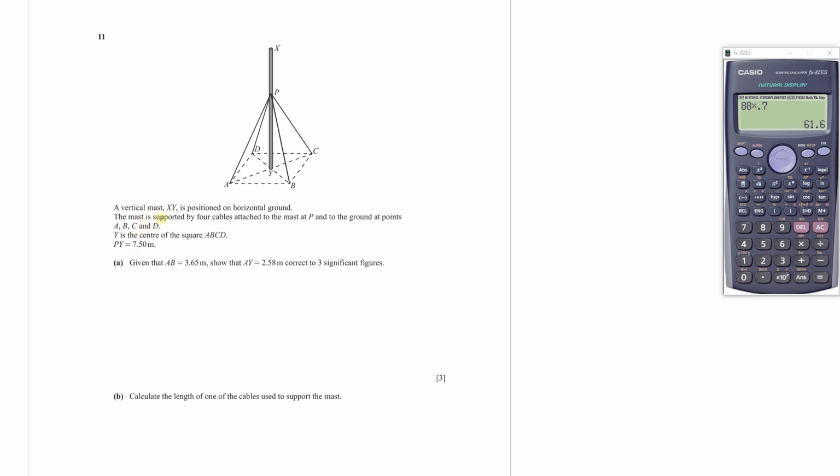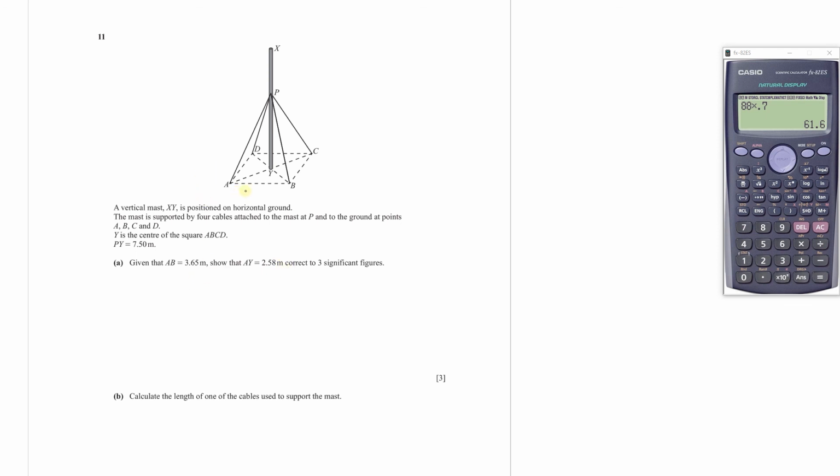Question 11: A vertical mast XY is positioned on the horizontal ground. The mast is supported by 4 cables attached to the mast at P and to the ground at points A, B, C, D. Y is the center of the square ABCD. So this is a square. That means all 4 sides AB, BC, CD, and AD will be equal. PY is 7.5 meter. Given that AB is 3.65 meter, show that AY, which is this length, is 2.58 meter, correct to three significant figures.